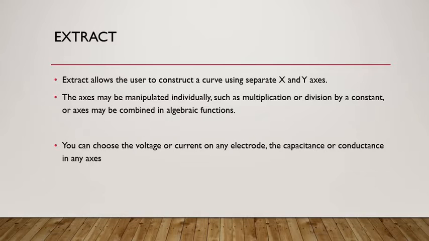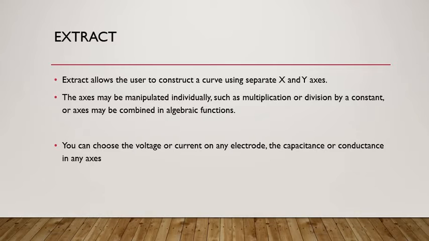You can easily do multiplications, divisions, and algebraic functions like square root, squaring, multiplication, and derivative in the extract command. You can choose the voltage or current of any electrode, the capacitance or conductance, on any axis. If you want to change the axis for conductance, or show results for different x and y axes, you can do it in the extract command.